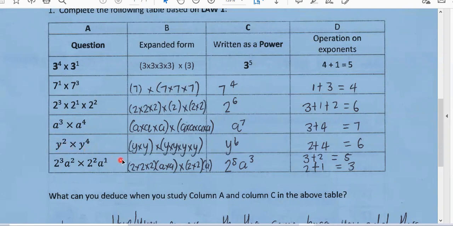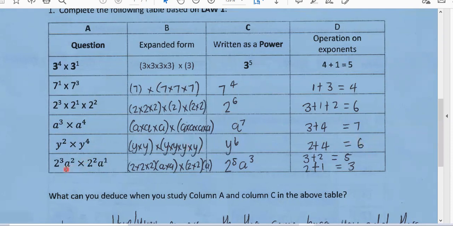Now y to the power of 2 times y to the power of 4. Y to the exponent 2 means you must multiply the y, which is the base, by itself 2 times. So that's why we have y times y. Then y to the exponent of 4 means you must multiply the base by itself 4 times. So it's y times y times y times y. To write that as an exponent, it's going to be y to the exponent of 6. How did I get the 6? I added the 2, which was the exponent of the first base, plus the 4, which was the exponent of the second base, to give me an answer of 6.